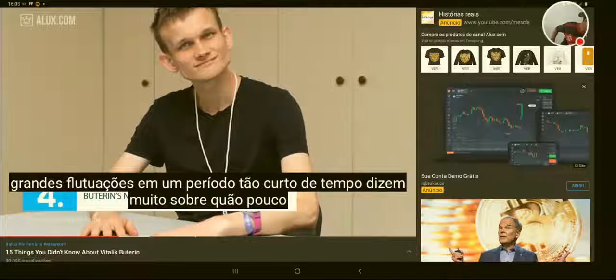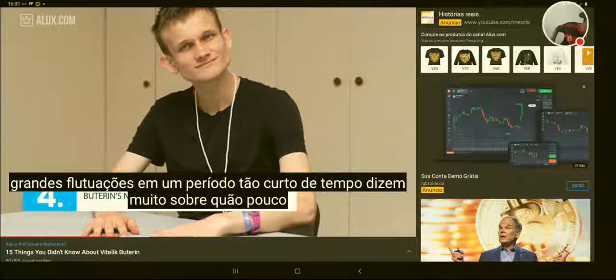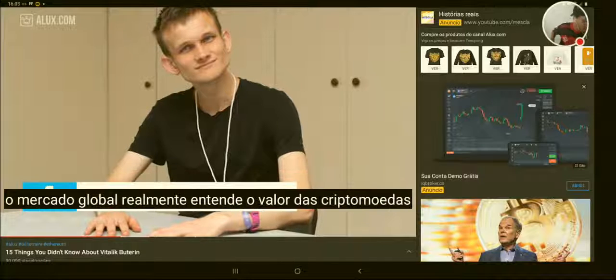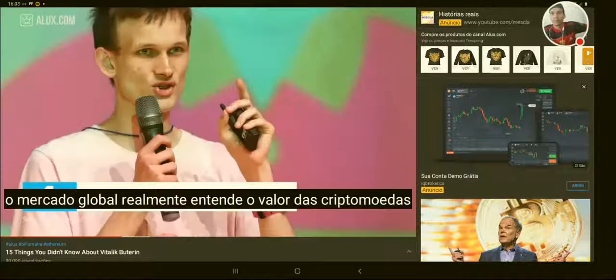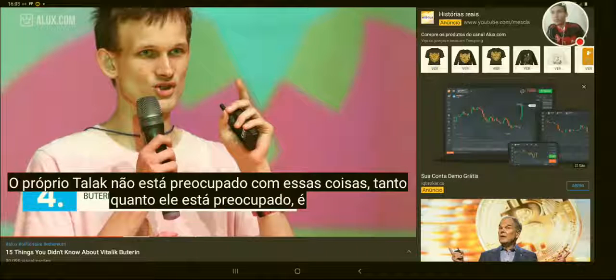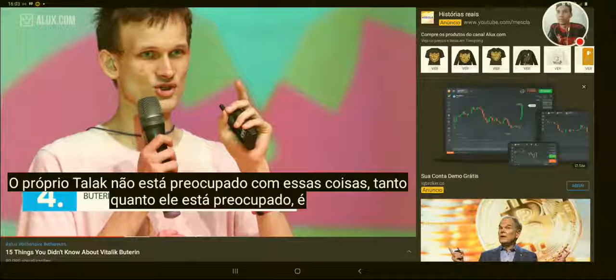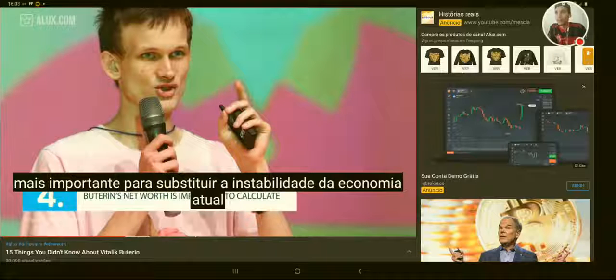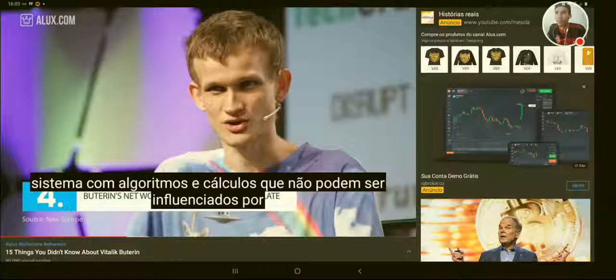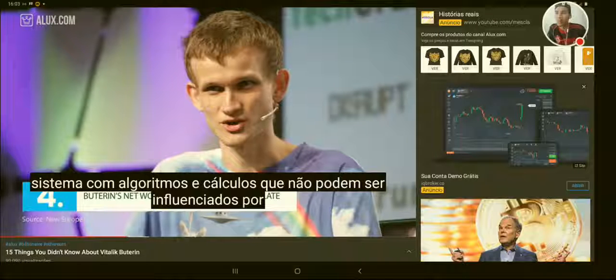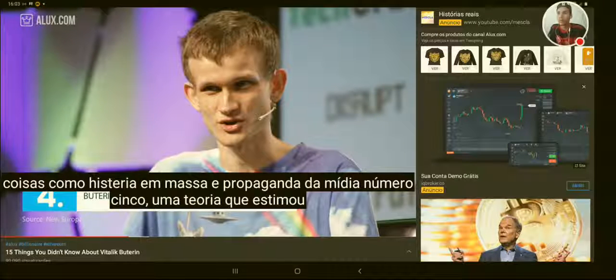Huge fluctuations in such a short period of time speak volumes about how little the global market actually understands the value of cryptocurrencies. Vitalik himself is not worried about such things. As far as he's concerned, it's more important to replace the instability of the current economic system with algorithms and computations that cannot be influenced by fickle things such as mass hysteria.